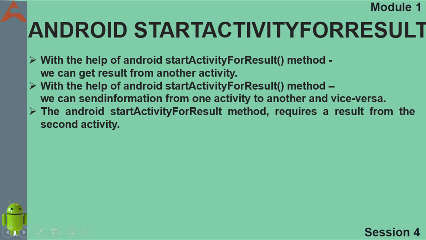Now let's see Android startActivityForResult method. By the help of Android startActivityForResult method, we can get result from another activity. By the help of Android startActivityForResult method, we can send information from one activity to another and vice versa. The Android startActivityForResult method requires a result from the second activity.